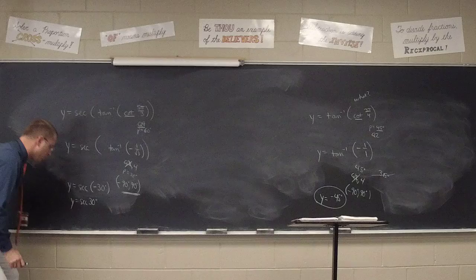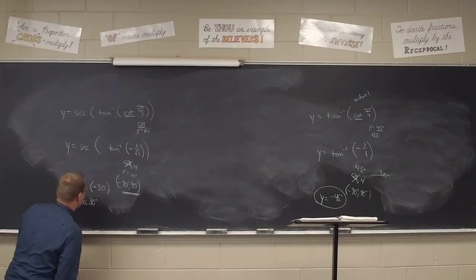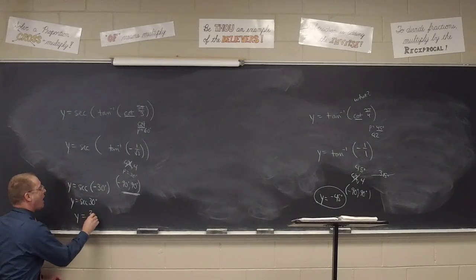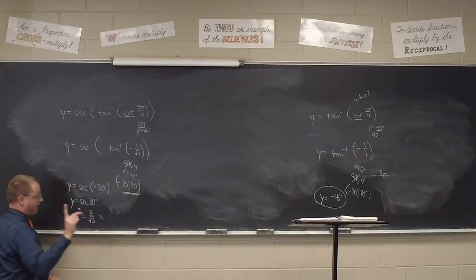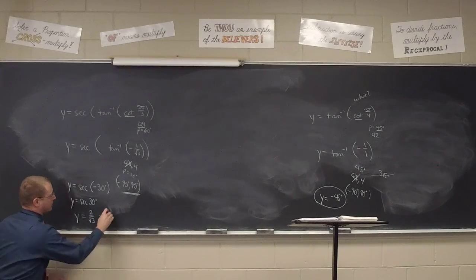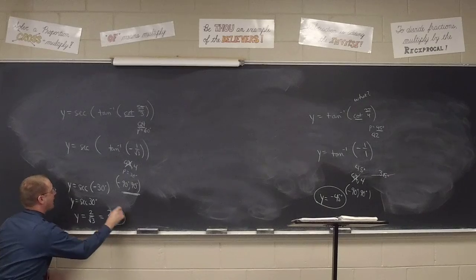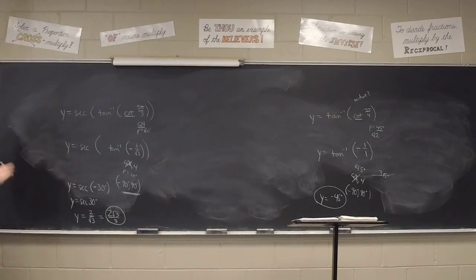Square root of 3 over 2? No, 2 over square root of 3. Now that it's a final answer, I do have to rationalize. It's 2 times the square root of 3 over 3. And there's my answer. Questions on this?